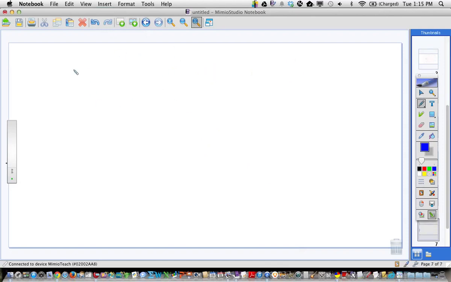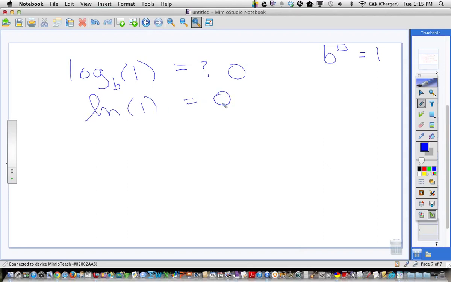For example, let's say we had this problem here. Log of 1 equals what? Well, what you got is b raised to something that equals 1. What's the only thing that can be? 0. So this is 0. Now that's true of any log. Where we'll see it more is natural log. Okay? So ln 1 is 0. Any log of 1 is always 0.